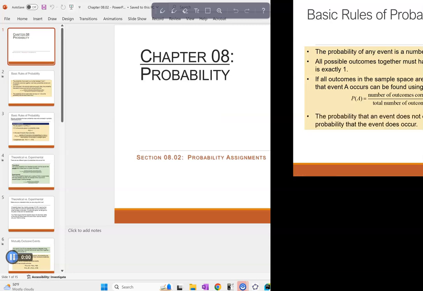And then the last one: the probability that an event does not occur is 1 minus the probability that the event does occur. That's the complement rule. I think we ran into that last time as well, and you intuitively were like, oh, that's how you do that. And dead on.